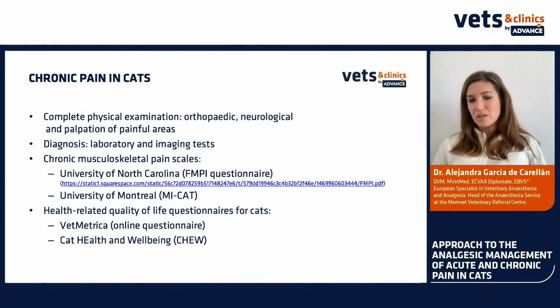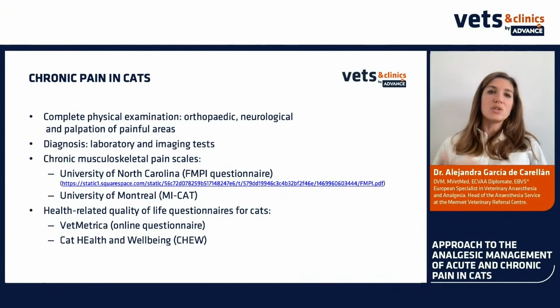However, if it's something different, like neurological or other type of pain, there are no as specific pain scales, and there are, for example, quality of life questionnaires for cats. Basically, this is the owner who has to fill a questionnaire, and it will give us an idea of the quality of life of this patient, and then we can use these tools to administer a pain medication, a painkiller, and then see the response to this medication with the owner.